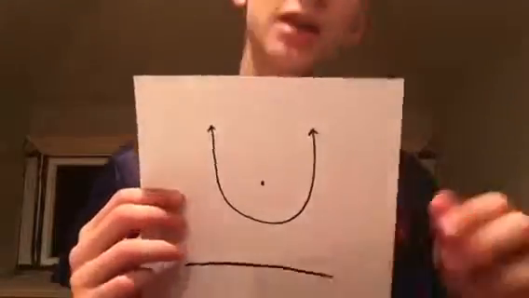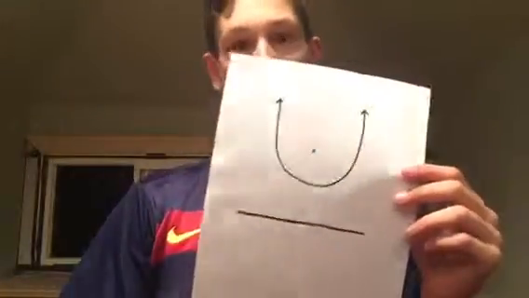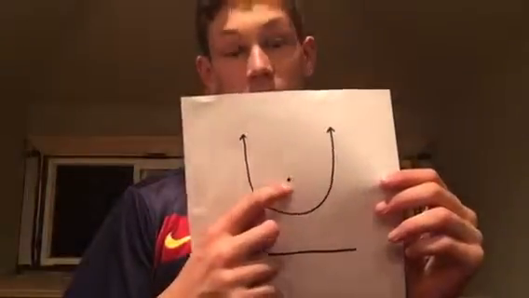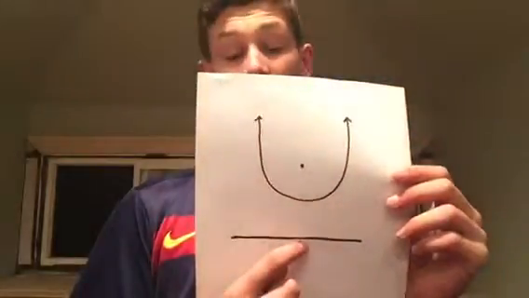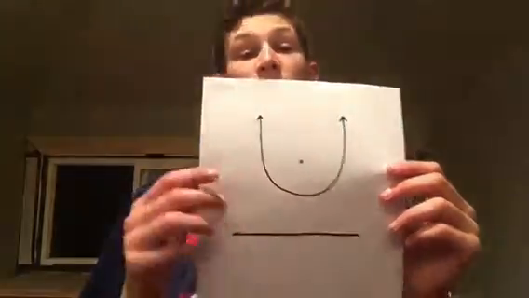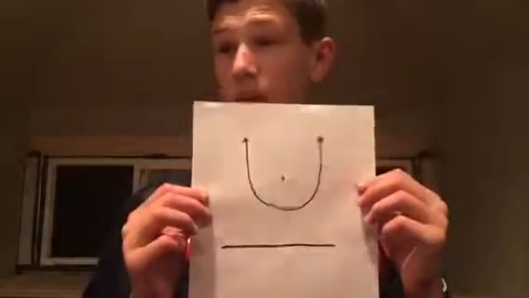So, the three key things to a parabolic equation are the focus, this dot here, the vertex, and the directrix. Alright, so those are your three key parts.